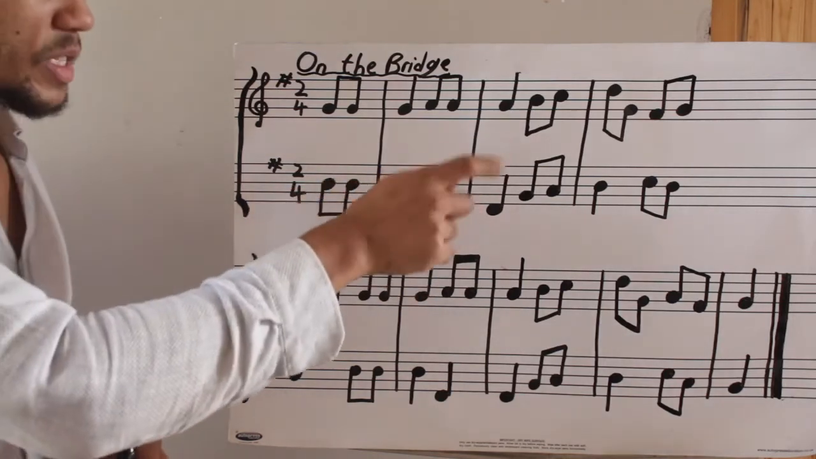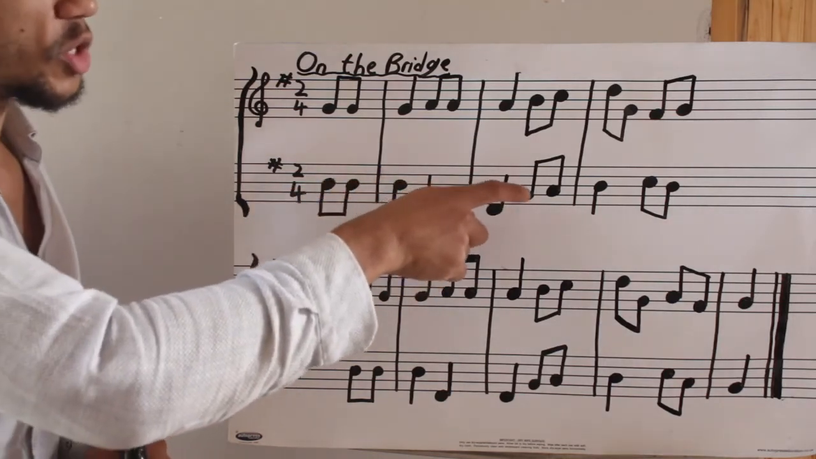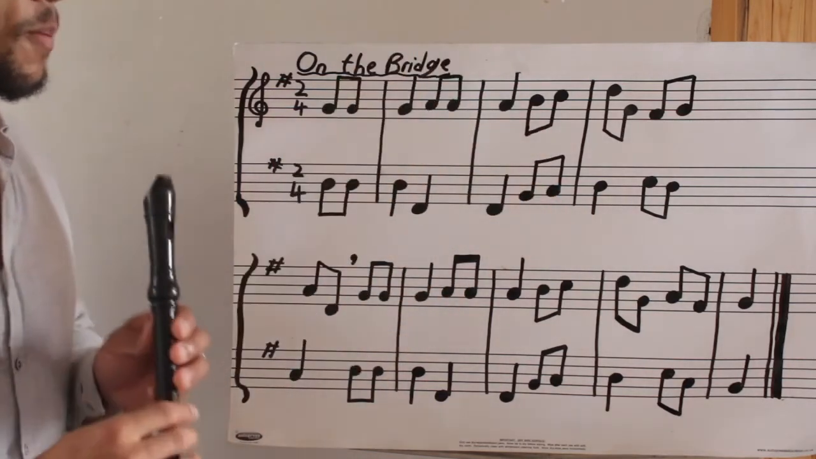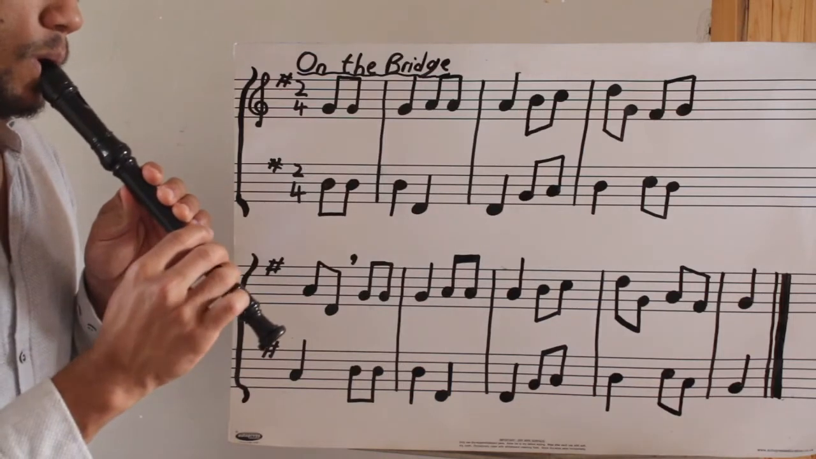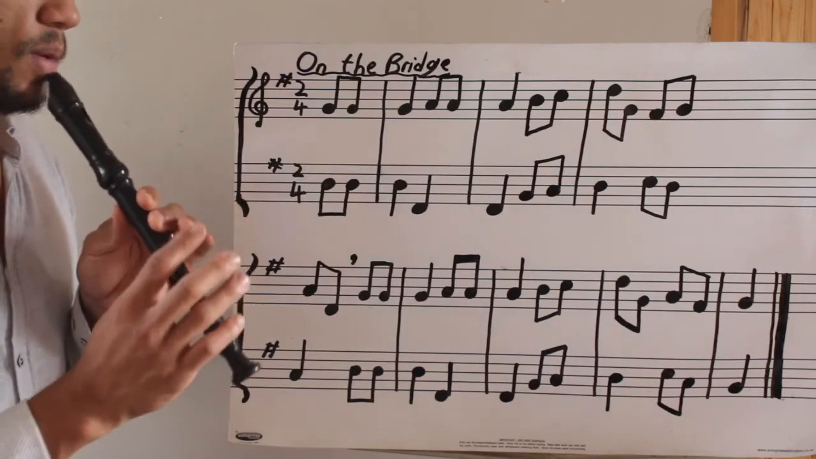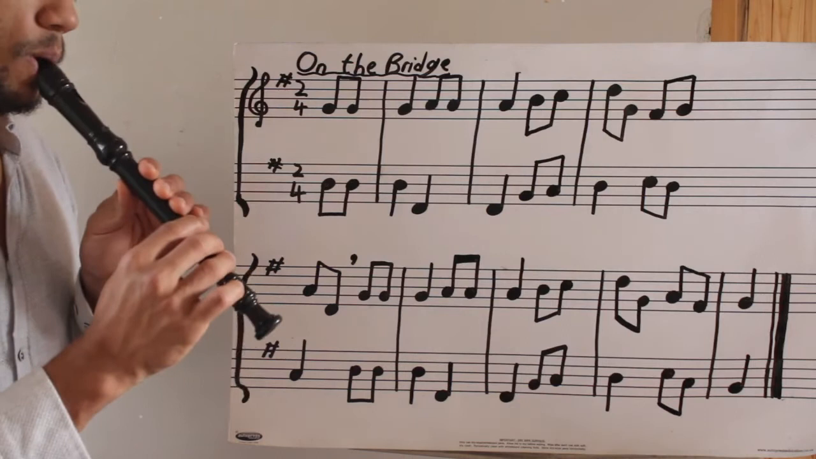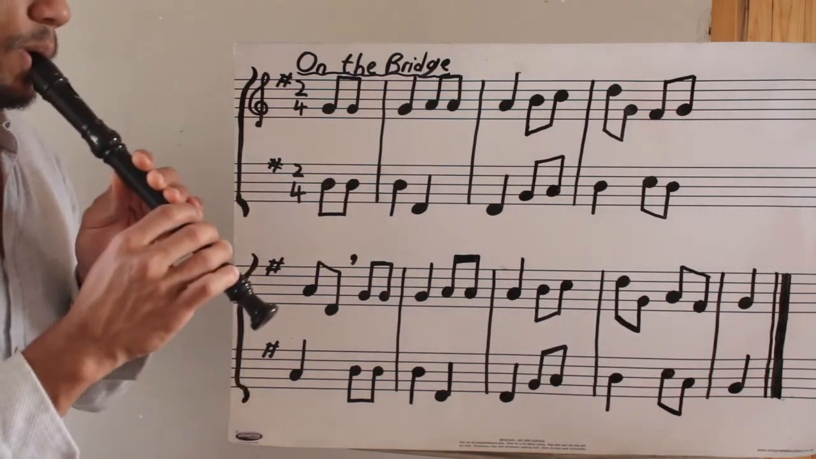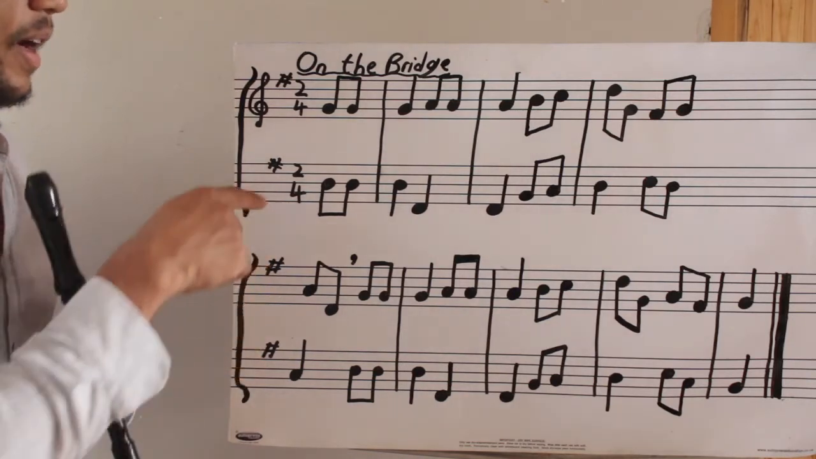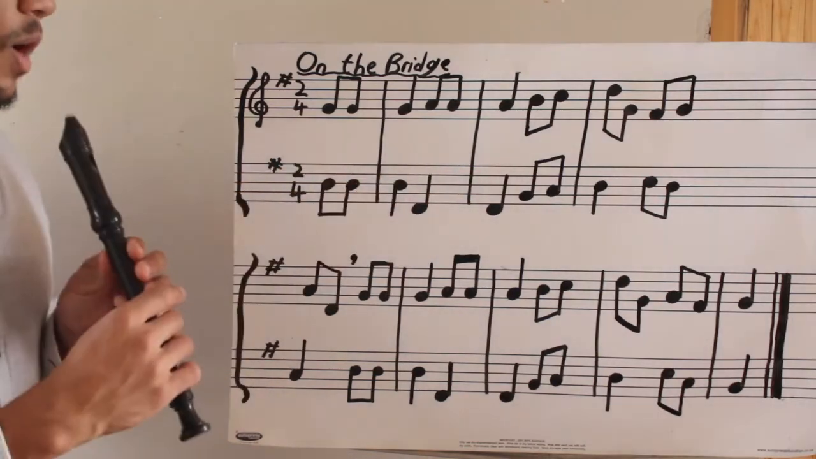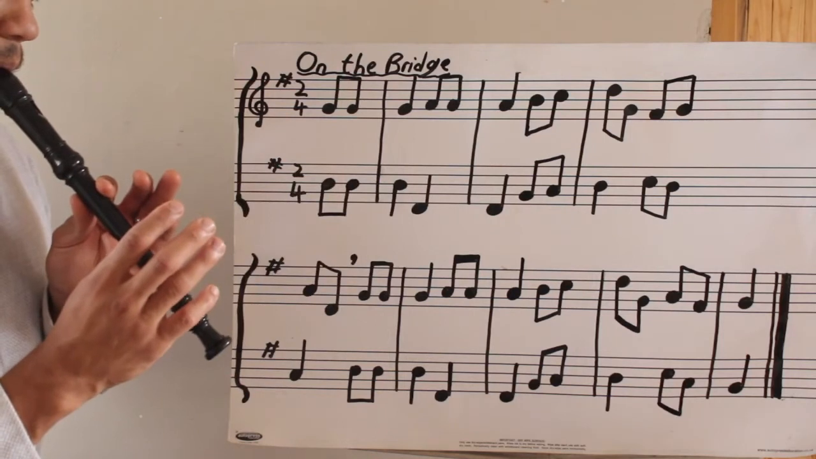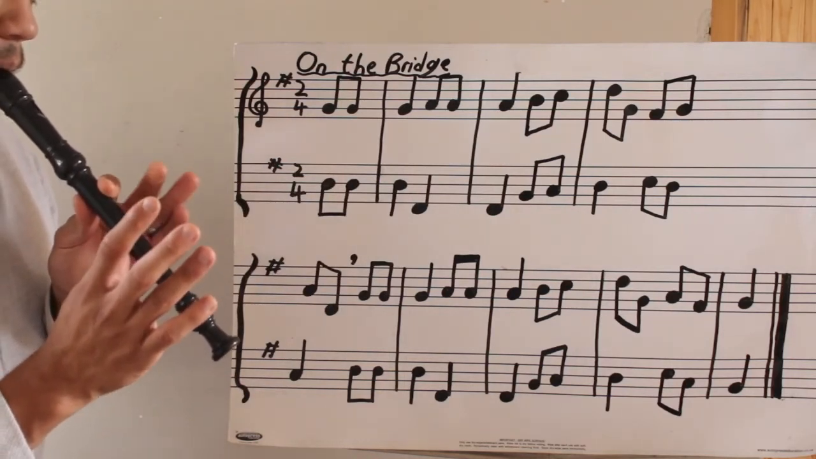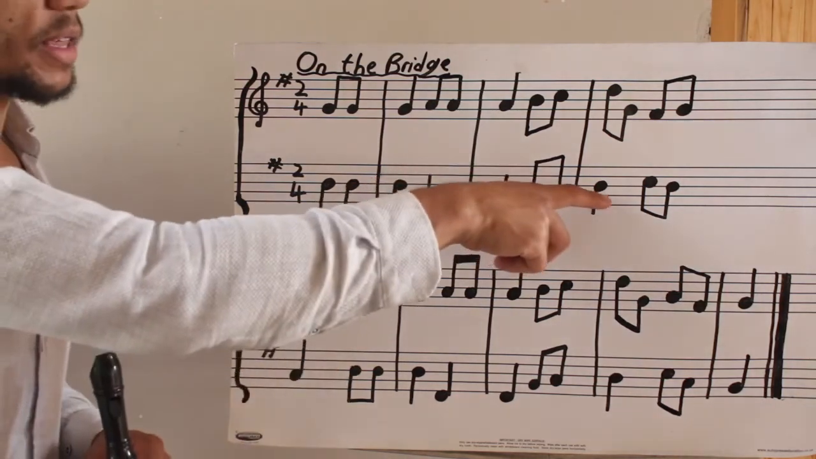Now bar 3, we stay on that low D, and then we go G, A as 8th notes. So D, G, A. 1, 2. Again. Last time. All right, let's go from bar 1 to bar 3. 1. Now I actually end up playing that B over there.